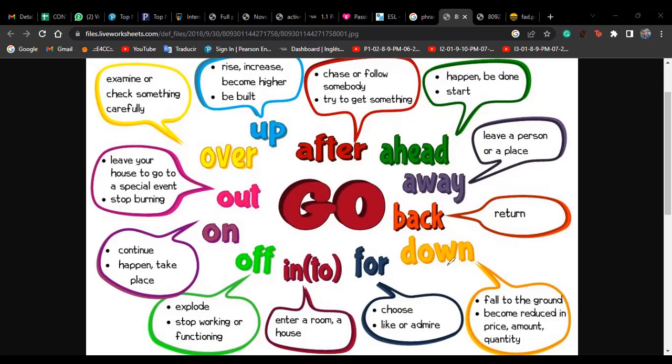Go in or go into, it means enter a room or a house. If I say go off, explode, stop working or functioning. If I say go on, it means continue, happen or take place. If I say go out, it means leave your house to go to a special event or stop working. And if I say go over, it means examine or check something carefully. So I will give you my example using the verb go.